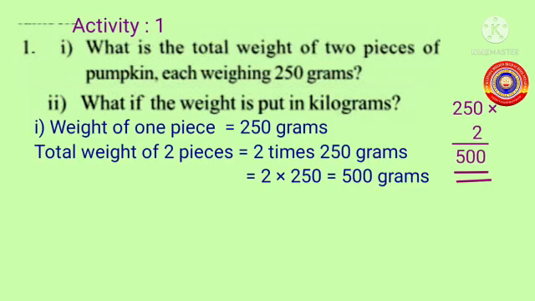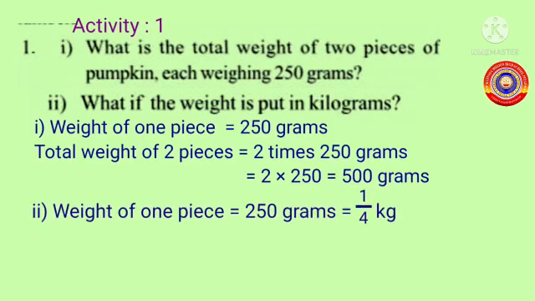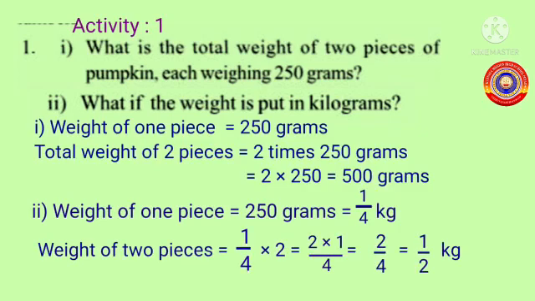Now we have to find the total weight after putting it in kilograms. Then weight of one piece is equal to 250 grams. That is equal to 1 by 4 kilogram. Then weight of 2 pieces is equal to 2 times 1 by 4.